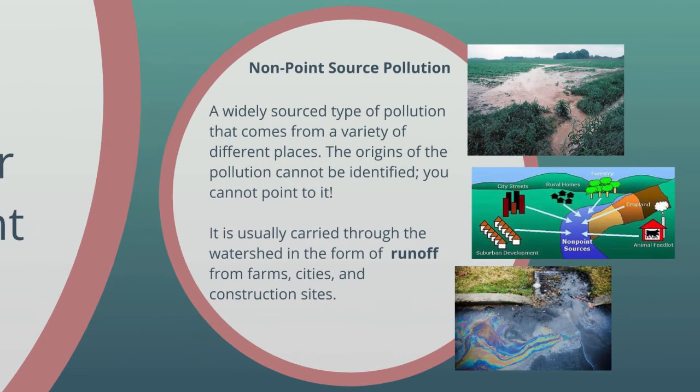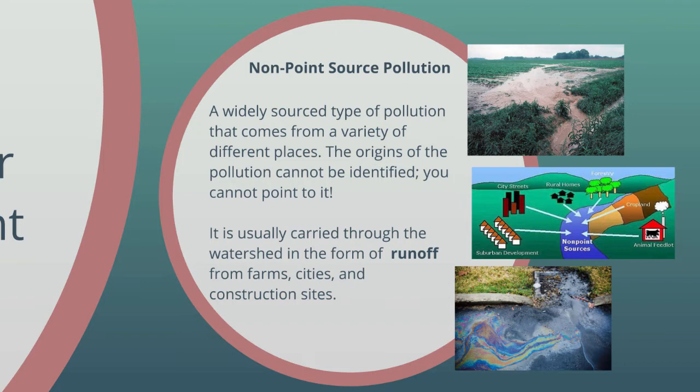The other type of pollution is non-point source pollution. So a widely sourced type of pollution is this. Most of our pollution is non-point source, and that's because it's in the form of runoff. I'm not going to be able to clearly point to where it's coming from, because runoff, remember, is just going through the surface of our watershed, collecting and picking up things from everywhere, and it's all going to mix together. Because it's all coming from everywhere and mixing together in this runoff, we can't actually say where it's coming from. So that's non-point source pollution.